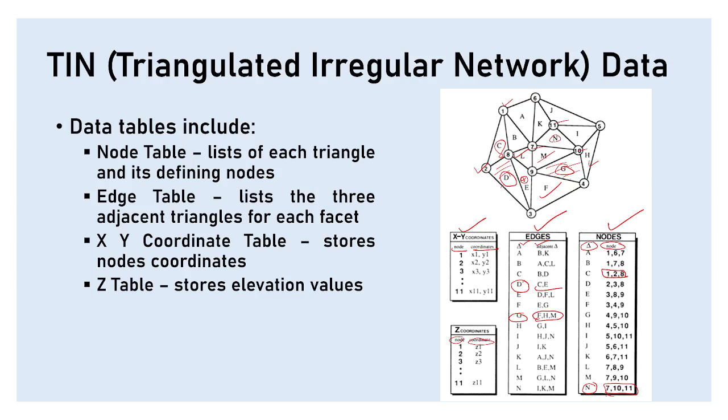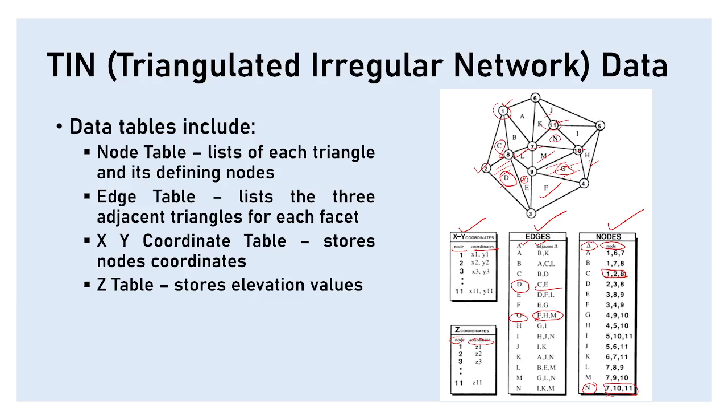Then we have the xy coordinate table. It stores the nodes' coordinates. So nodes' coordinates are like x1, y1, x2, y2. For the first node we call it x1, y1, the second node is x2, y2, and then for the 11th one we call it x11, y11.